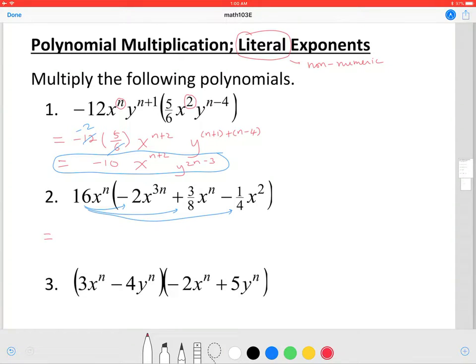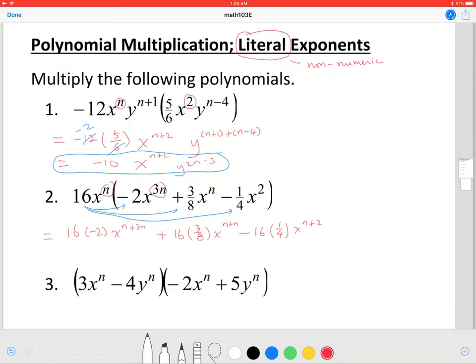So I have 16, I'm just going to write everything out. 16 times negative 2 and x to the n plus 3n, because I need to add these 2 exponents. Plus the second term will be 16 times 3/8 and x to the n plus n. I know it's 2n, but I'm just going to write out everything. And the last one is negative 16 times 1/4, and x, and the other exponent is 2.